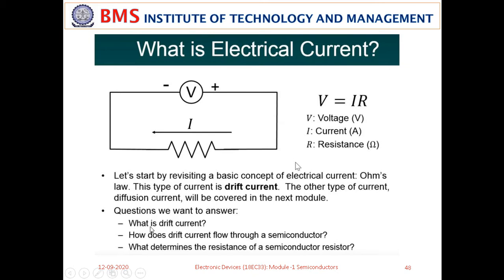As I've already mentioned, you will get to know drift current and diffusion current more in the next module. How does drift current flow through a semiconductor? What determines the resistance of a semiconductor resistor? That's actually the collisions, because as we said earlier, electrons while moving collide with the lattice atoms, and that causes the resistance in the semiconductor material. There are two types of collisions we have discussed: one is lattice collision, the other is impurity collision, or impurity scattering. Those two parameters will affect the movement of electrons.